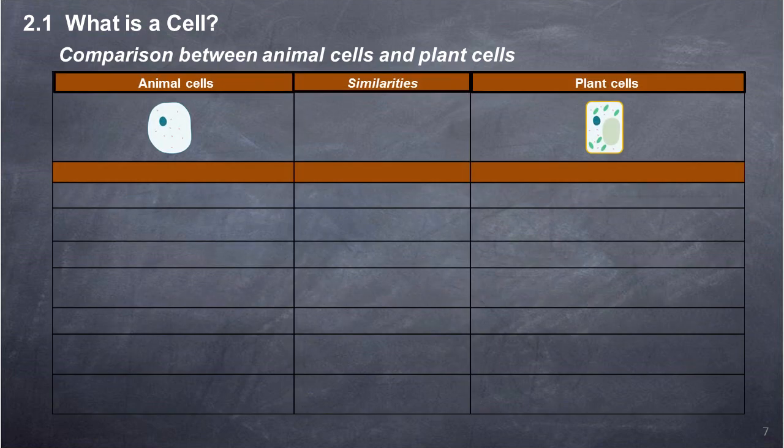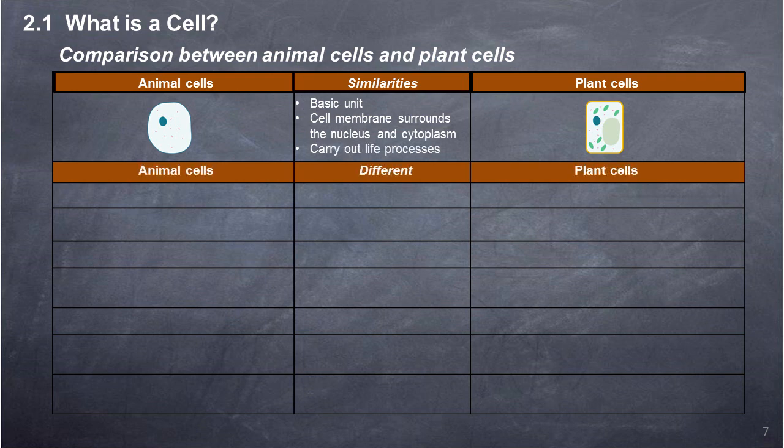The similarities between animal cells and plant cells are: basic unit. Cell membrane surrounds the nucleus and cytoplasm. Carry out life processes. The differences between animal cells and plant cells are: cell shape. Animal cells do not have a fixed shape. Plant cells have a fixed shape.